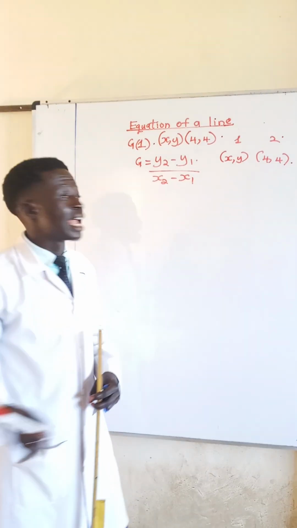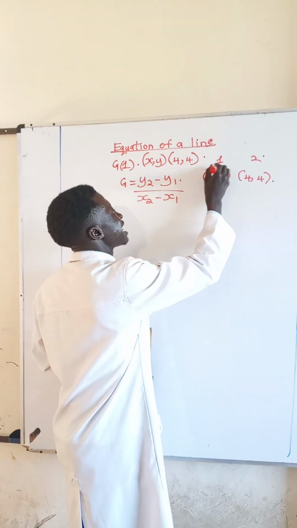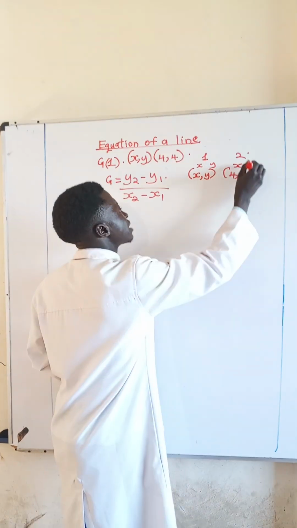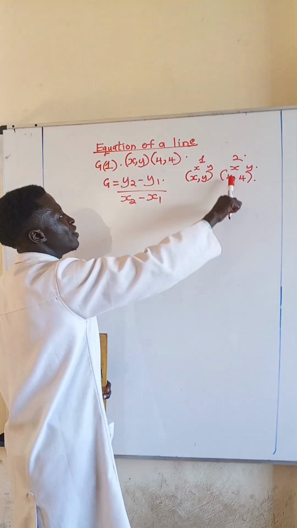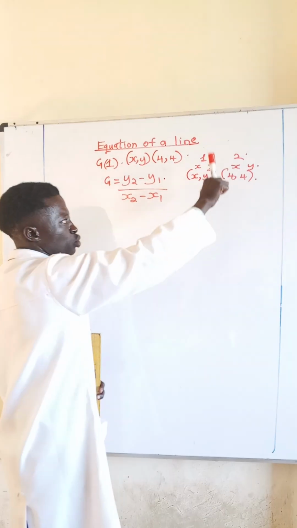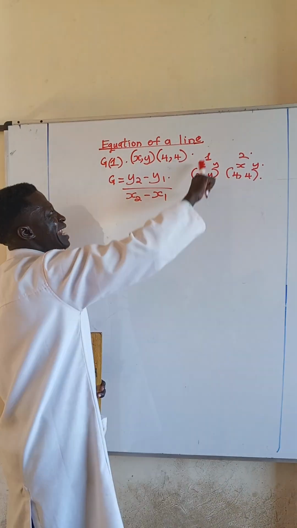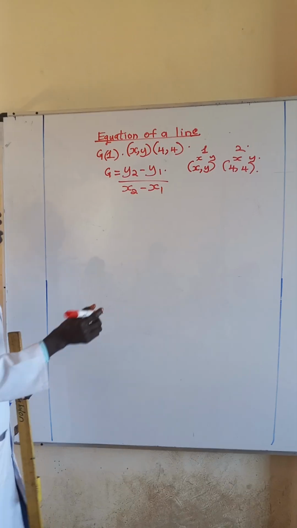And remember, we've always said that it is always denoted as x, y, and then x, y. So it means that 4 will be on our y2, and this other 4 will be on our x2. And then this will be our y1 and x1 in that case. So I simply come and substitute.